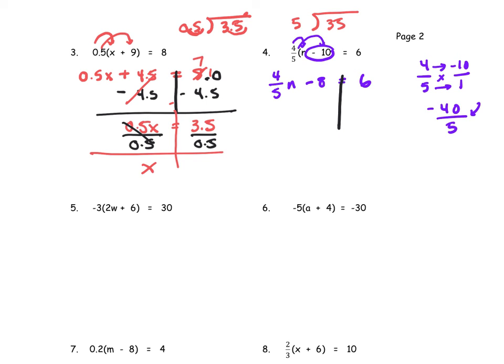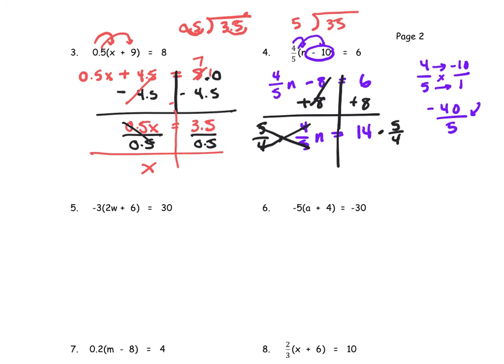I have -8, so I'm going to add 8 to eliminate the constant. And now I have 4/5 n, and on this side I have 14. So now I do have to use my reciprocal. I could divide by 4/5. If you have a calculator, you can certainly do that. Or I would multiply by the reciprocal. So these would eliminate each other. 5 times 4 would be 20, and 4 times 5 would be 20, and become 1 and n.